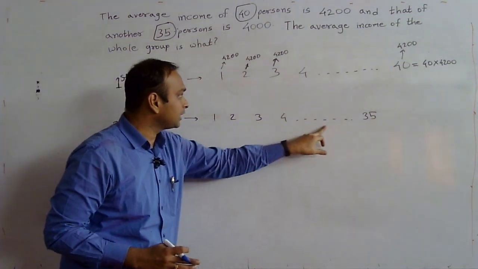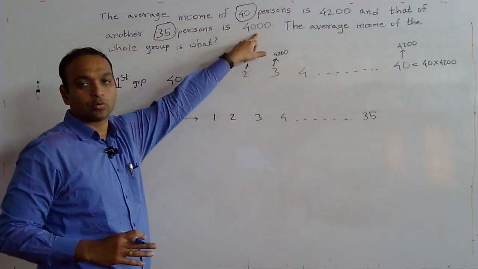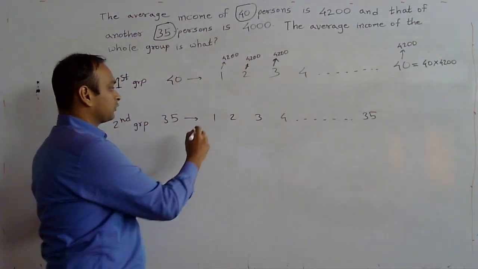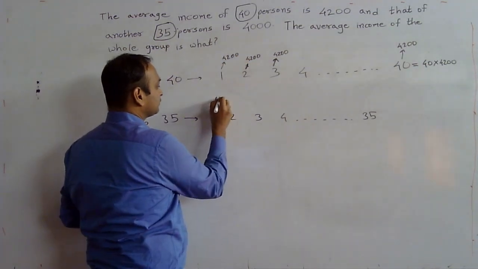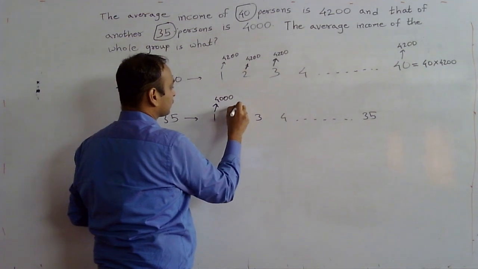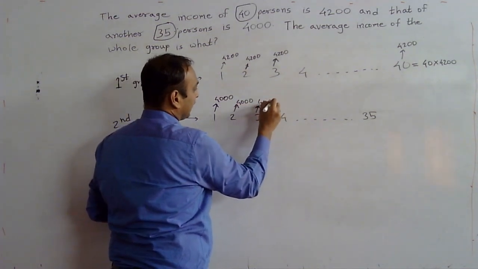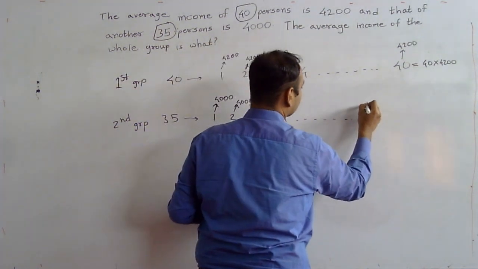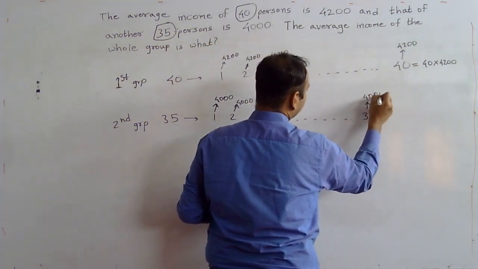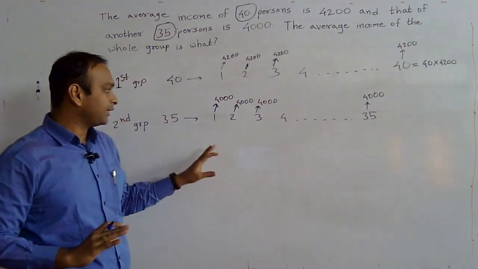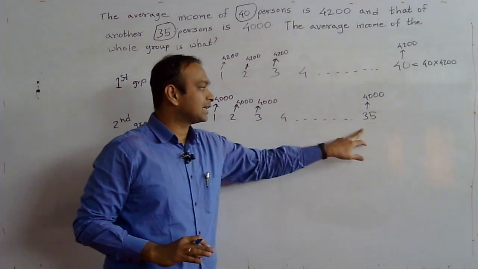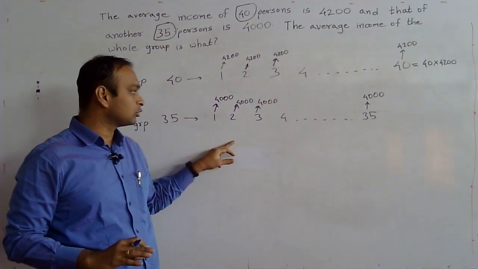The average income of every person is again given as 4,000, right? So for the first person it is 4,000. For the second person also it is 4,000. For the third person also it is 4,000, and so on. For the last person, obviously, it will be again 4,000. So this way, we have 4,000 income for every person of this group.